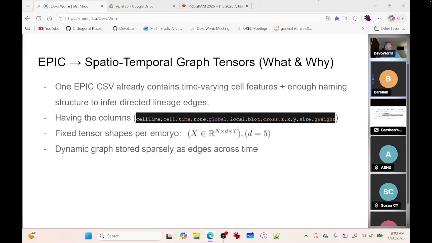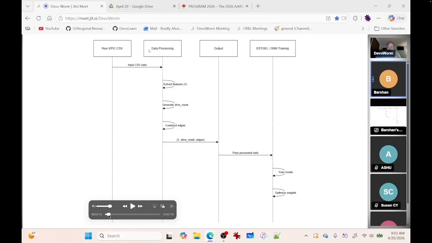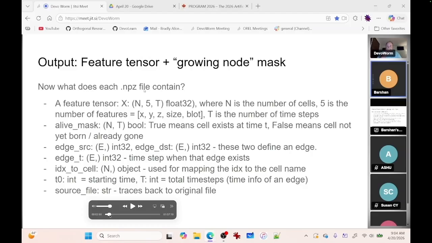And so we have a number of columns here. We have a tensor, fixed tensor shape per embryo, and then we have a dynamic graph stored sparsely as edges over time. So the edges change over time, and then we can model that as a series of time points. And then, of course, there's an NPZ file which is produced, which is the feature tensor, where n is the number of cells, 5 is the number of features, and t is the number of time steps. And there's some other properties here.